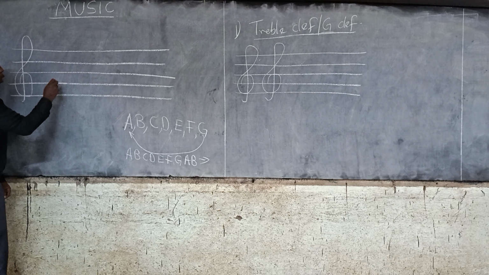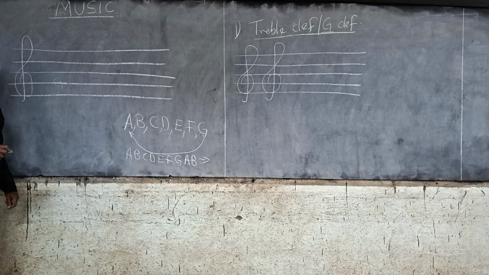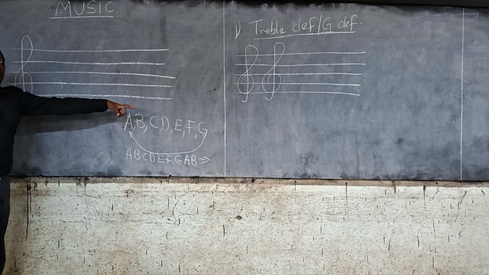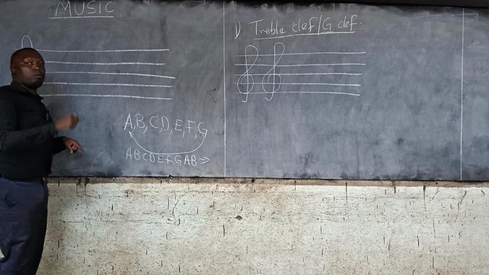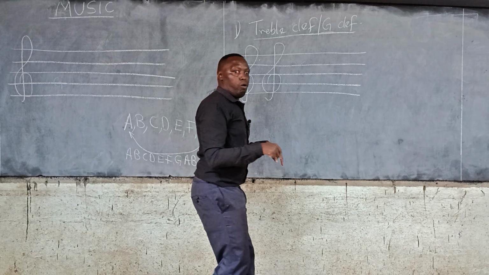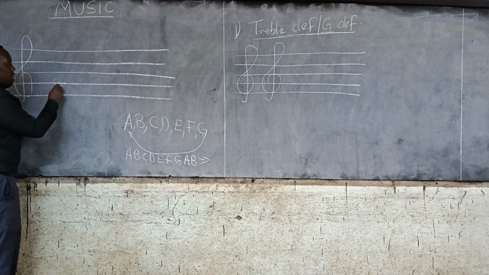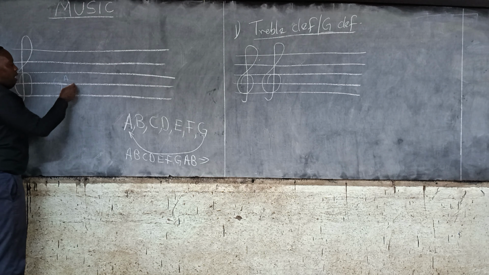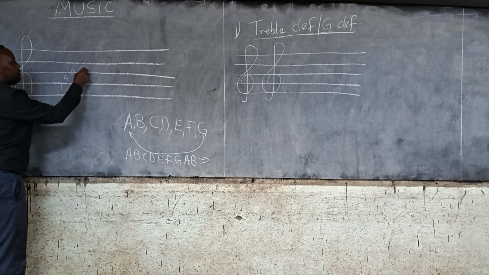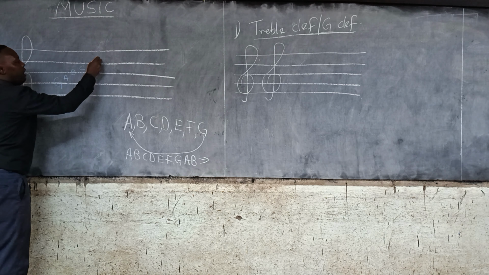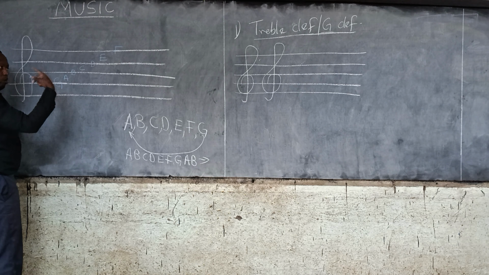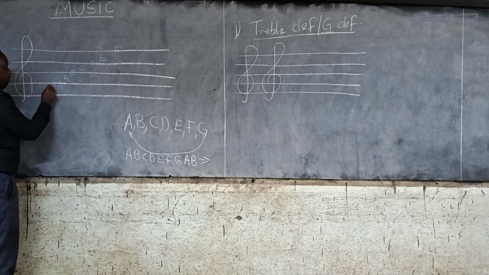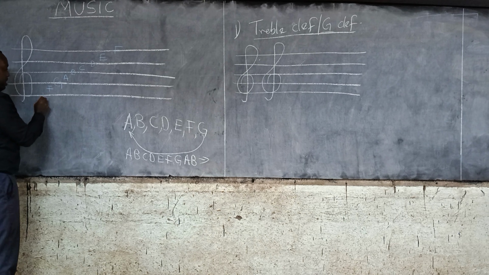Now, how are we going to label? We are going to write G there. Then from there, we follow the pattern. As we move down, we move backwards. As we move up, we move forward. From G, we will move to A, B, C, D, E, and this will be F. As we move down, we move backward. If this is G, this will be F, this will be E, and this will be D.